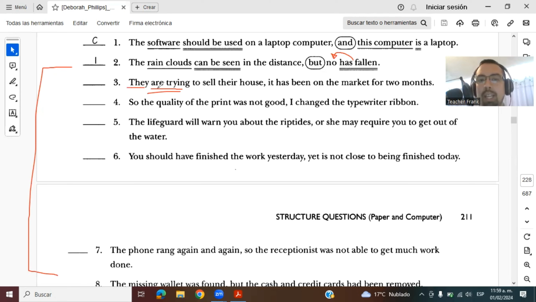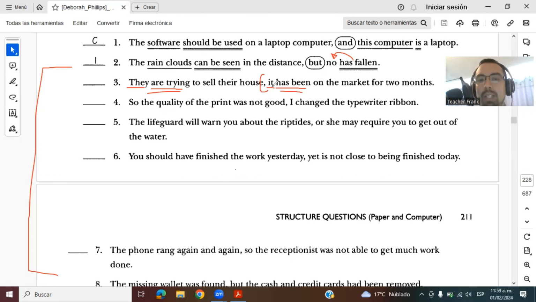Who is trying? They. And "has been" is my verb, not "has been on", only "has been". Who or what has been? It. But see, this is what I was talking about. These type of examples exist. "They are trying to sell their house, comma, it has been on the market," and this is incorrect.